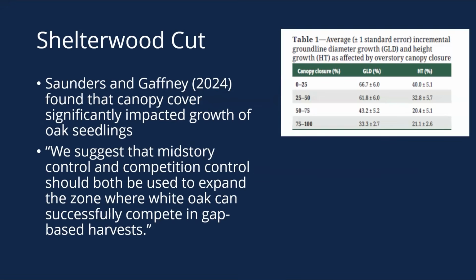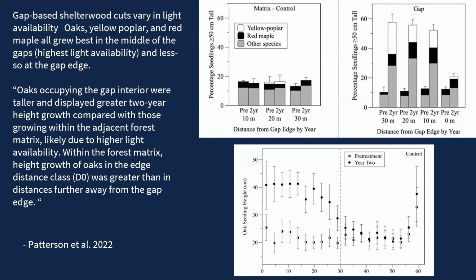And there's been a few studies out there that have looked at things. So Saunders and Gaffney found that the oaks certainly grow best in the open parts of a shelterwood cut, but so do the others, right? So they suggest mid-story control, competition control, can be something that really is needed when you get in the gaps where the oaks do want to grow. And there's been a lot of work on this. I won't dwell on this one. It basically says the same thing. Oaks grew best in the open areas, but so did other species as well, particularly yellow poplar in this study.